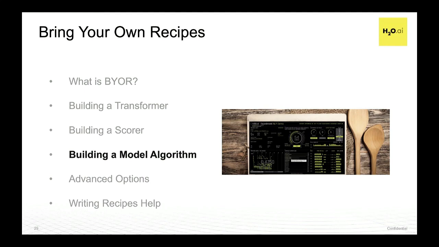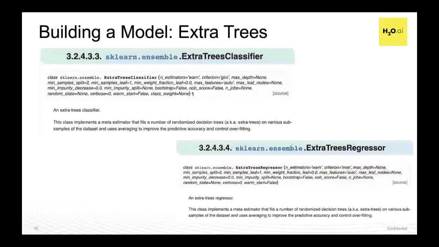The model algorithm we're going to look at today is sklearn's extra trees. There's an extra trees for classification, and there's an extra trees for regression. This is just another algorithm that might give a little bit of a different prediction than, say, random forest or XGBoost, and it might be something that you're interested in trying.